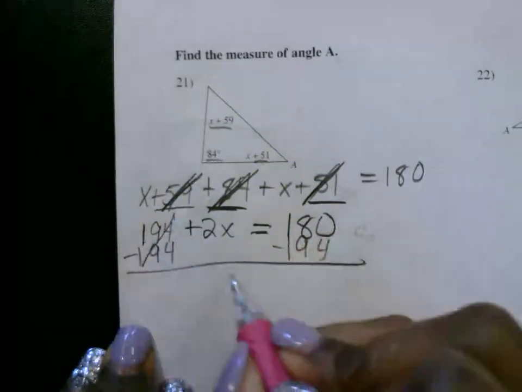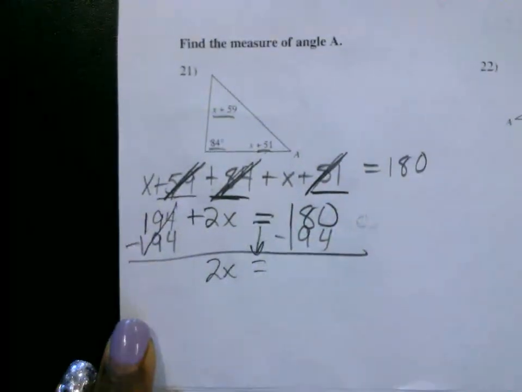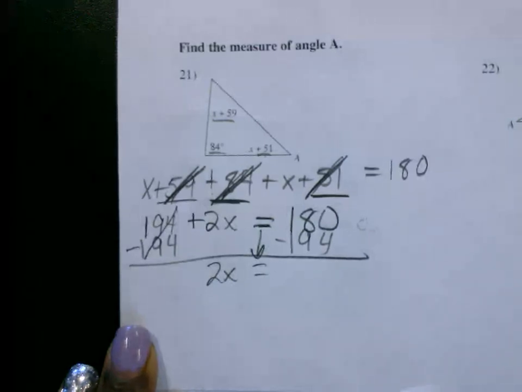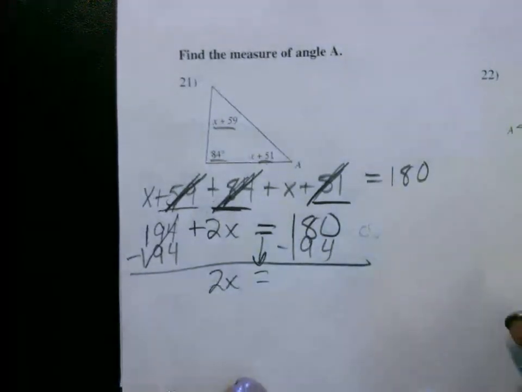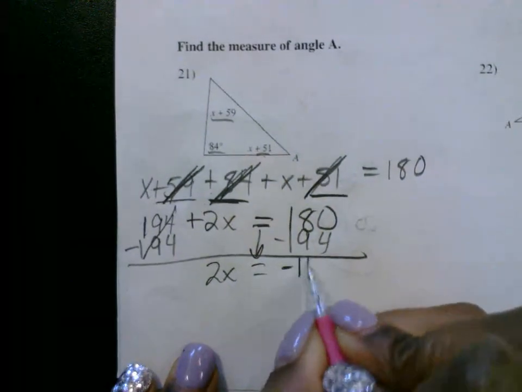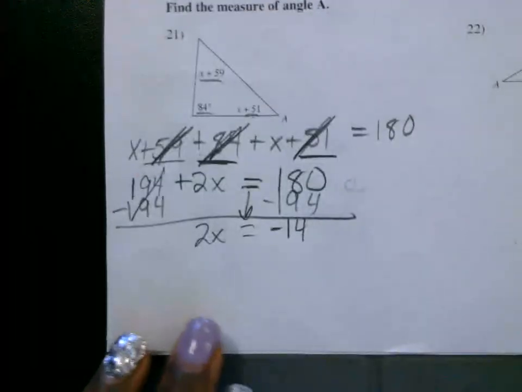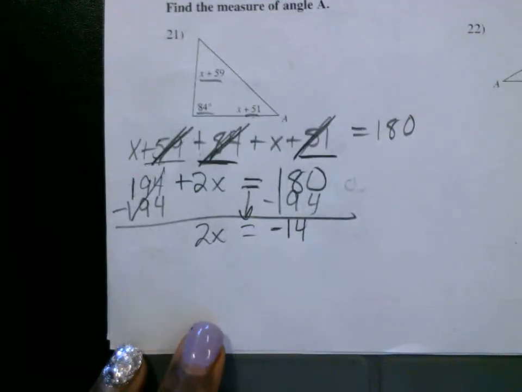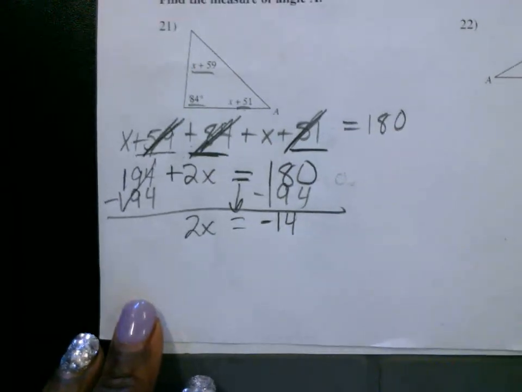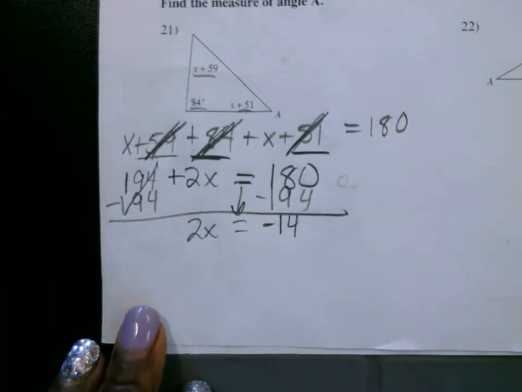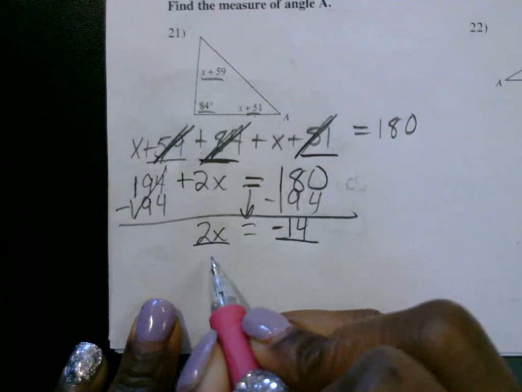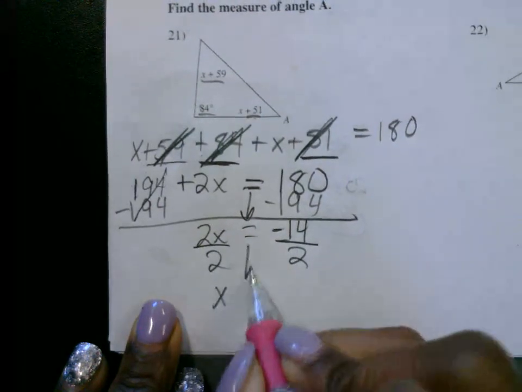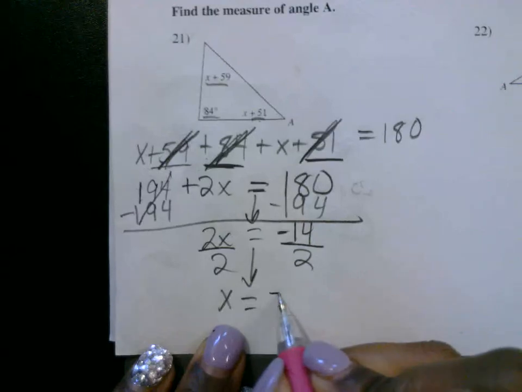This is 0, and we're left with 2x is equal to, what is 180 minus 194? Negative 14. That's okay. Now what are we going to do to get x by itself? Divide both sides by what number? 2. So this gives me x is equal to what? Negative 7.